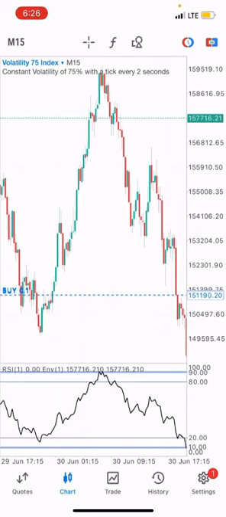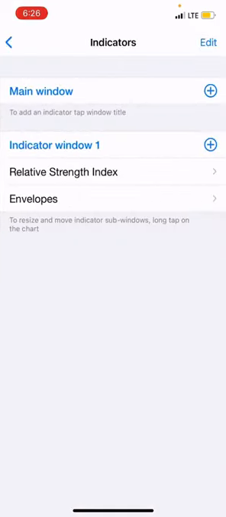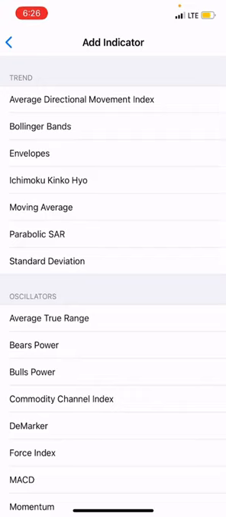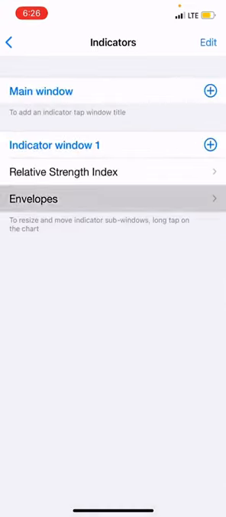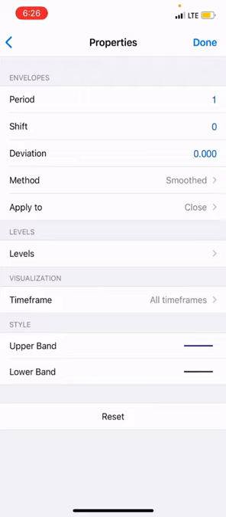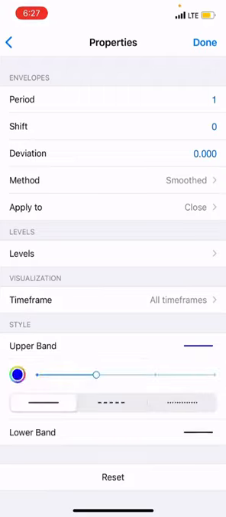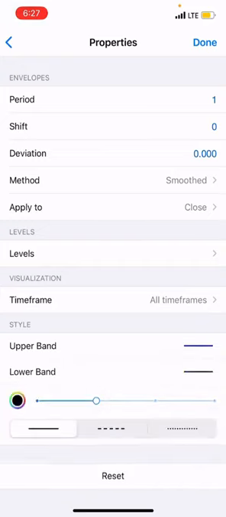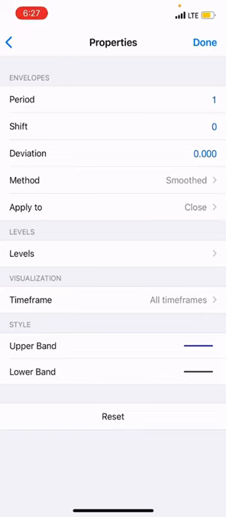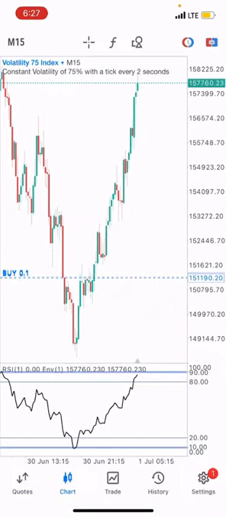Then for the second indicator, which is the envelope, under indicator window 1, go and look for envelope, search for it. This is it, the third indicator here. Click on it. The period is 1 also. Shift is 0. Deviation is 0.000. Method is muted. Then apply to its close. After doing that, the upper band should be blue, and then the lower band should be black or any color of your choice. So after doing that, you click on done, and this is what you should have on your screen, guys.